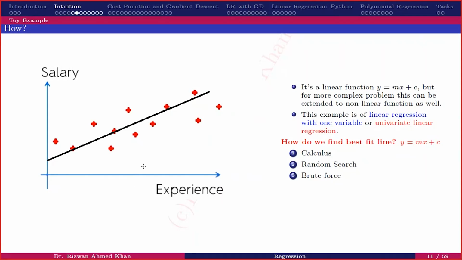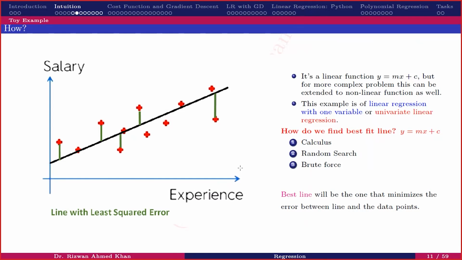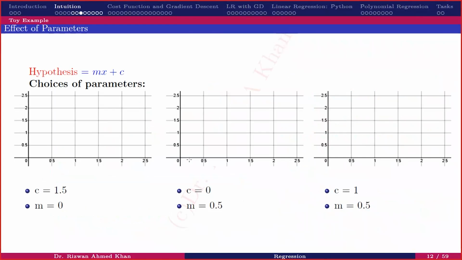If we are given one variable, this is a univariate regression problem. So we are trying to fit a linear function, or a line, that minimizes the error, or which is as close as possible to all the data points, right? And we can use calculus to find this best fit line using least square errors. So this is what we have done in the last lecture as well.